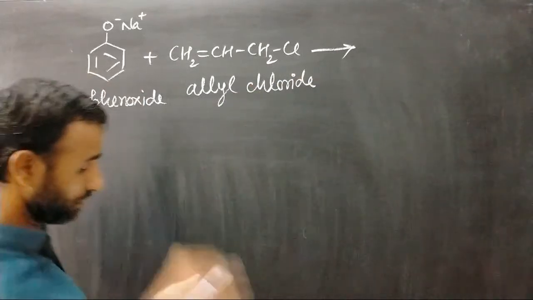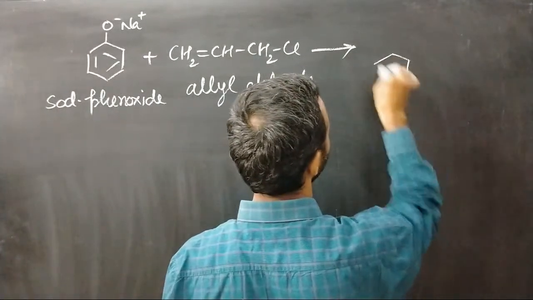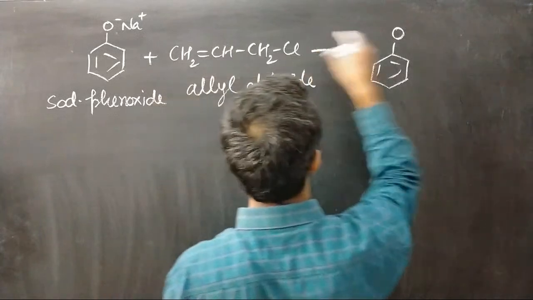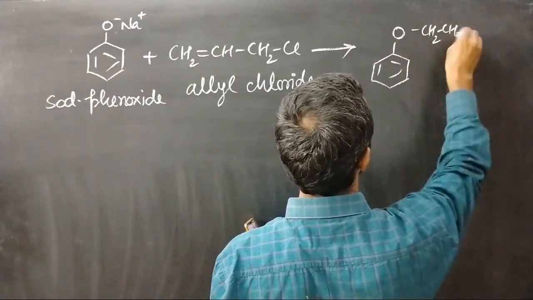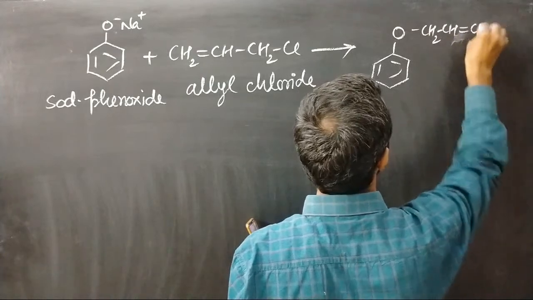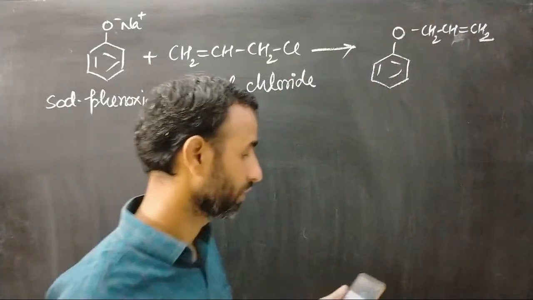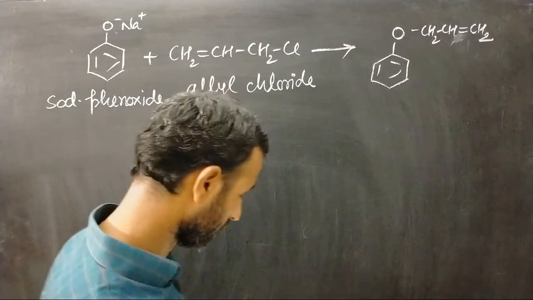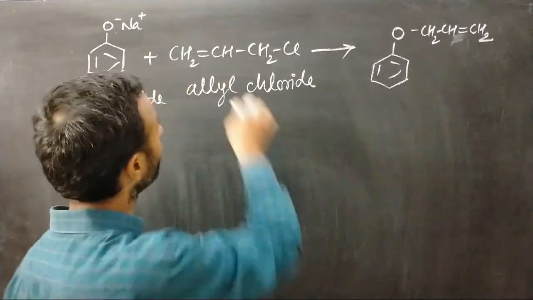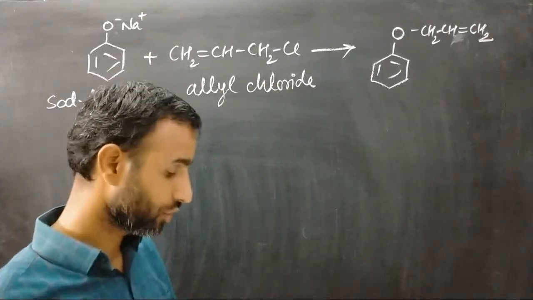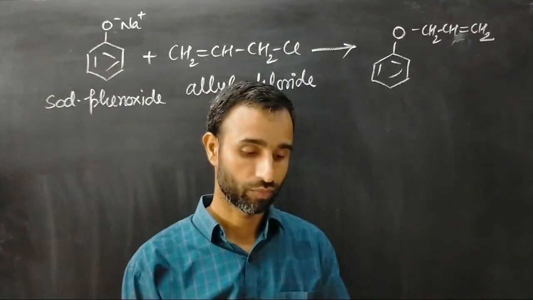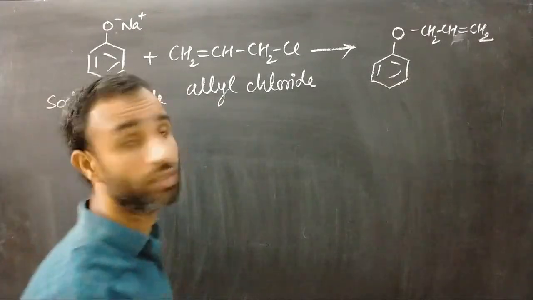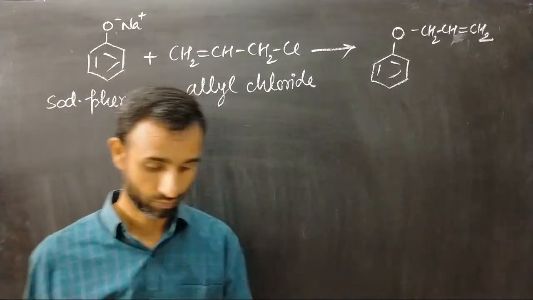It is allyl chloride. So when they react, this O⁻ and this whole thing, it is like this. So what is the name of this compound? Tell me. Very good, Vasant. Beta, the propyl double bond is there, so it is allyl. Okay, what is the name of this compound?